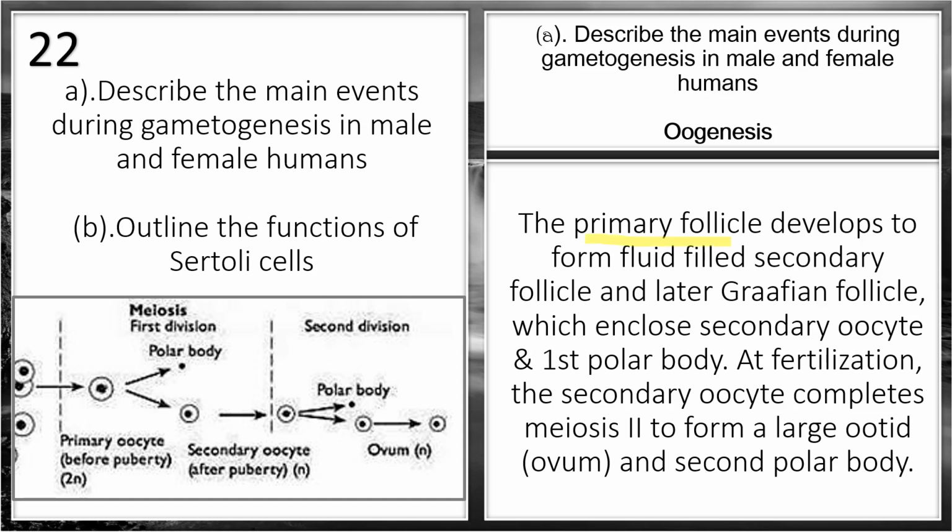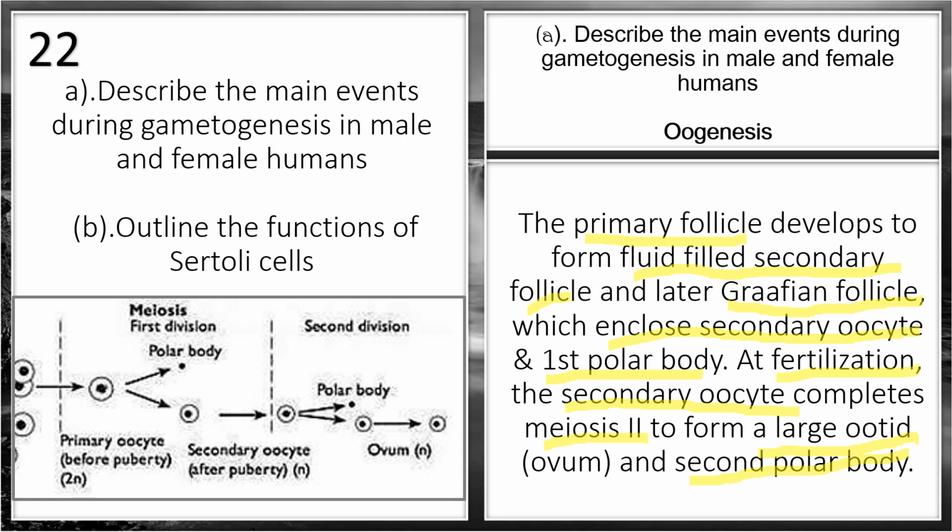The primary follicle develops to form fluid-filled secondary follicle and later Graafian follicle, which encloses the secondary oocyte and the first polar body. Then at fertilization, the secondary oocyte completes meiosis 2 to form a large oocyte, the ovum, and a secondary polar body.